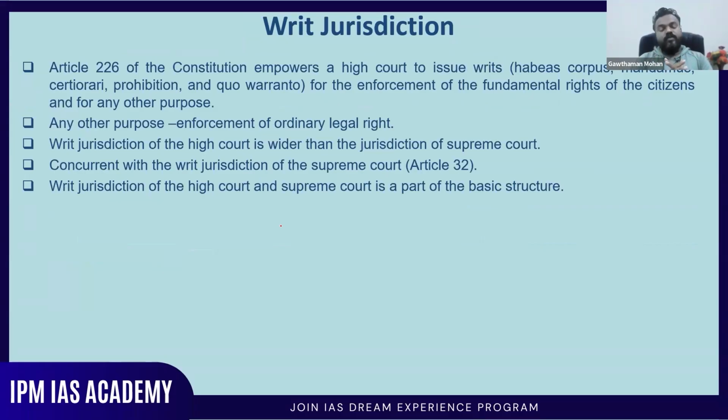Writ jurisdiction. So what do you mean by writ jurisdiction? Article 226 of the Constitution empowers a High Court to issue writs. So writs, we have already seen based on Article 32, that is habeas corpus, mandamus, certiorari, quo warranto, and prohibition. Article 226 empowers a High Court to issue writs, namely habeas corpus, mandamus, certiorari, prohibition, and quo warranto, for the enforcement of the fundamental rights of the citizens and for any other purpose. Any other purpose, enforcement of ordinary legal right.